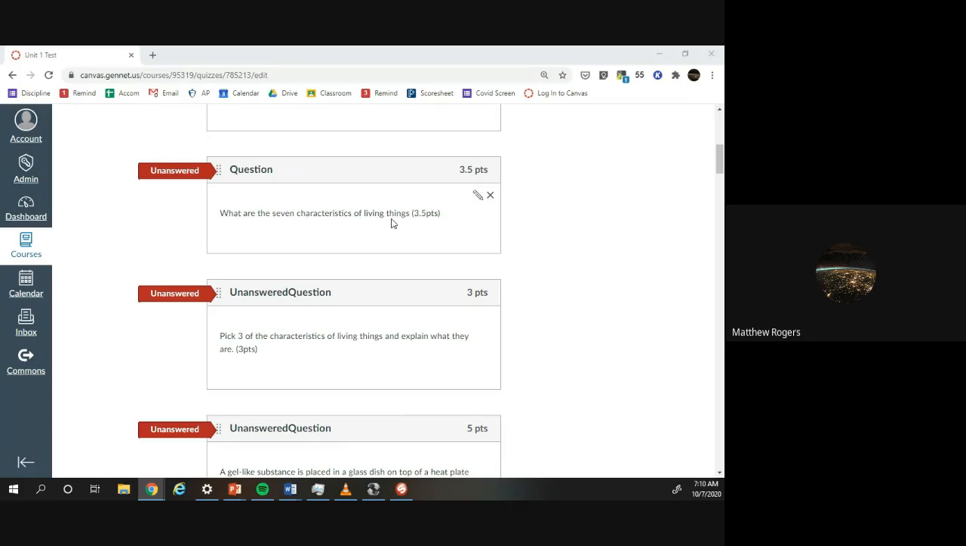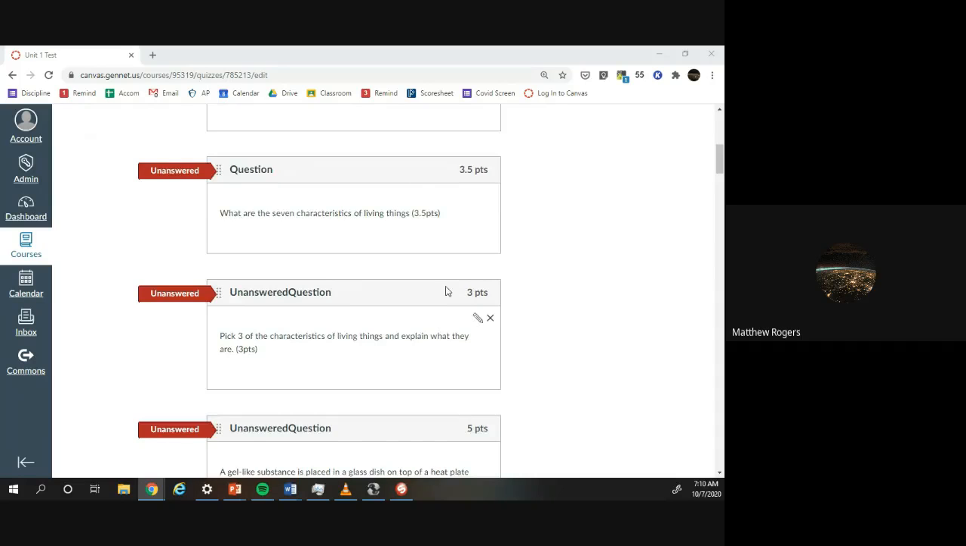Now, when we Google answers, they will come up with different ones because different textbooks have different answers. But we're going to go with what's in my class. It's what we used in our notes. It's what we talked about. It's what we used in assignments.